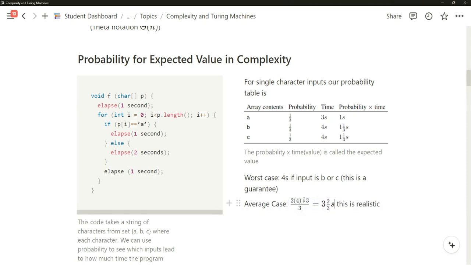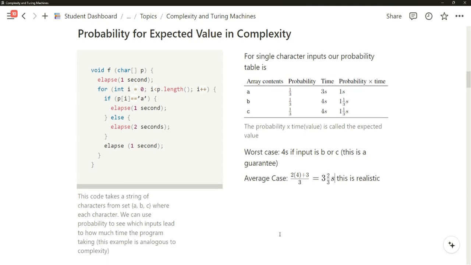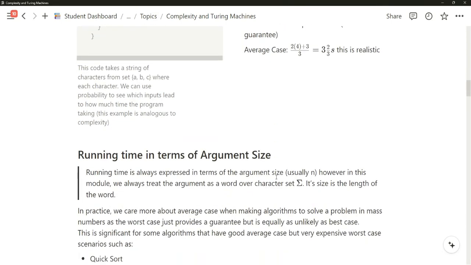So I've multiplied the probabilities by the value that the probability is for, and then summed all of those up. So here it's basically 4 times 2/3 and 3 times 1/3, which gives us this. So that is how you'd work out the average case in this example. Does that make sense? Can we do complexity for Turing machines? Yep, that's what we're about to move on to.